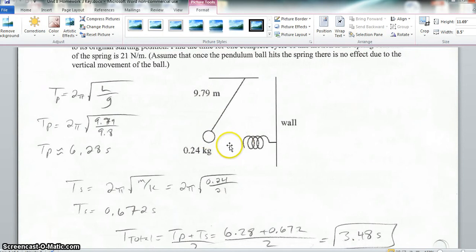It's swinging down to equilibrium, and then eventually it's swinging back up to that amplitude. So if it's only executing half of its total motion, then it's only going to take half of the total period worth of time, right? So it's only going to take half of that period. So the 6.28, I'm actually going to end up dividing that by 2.